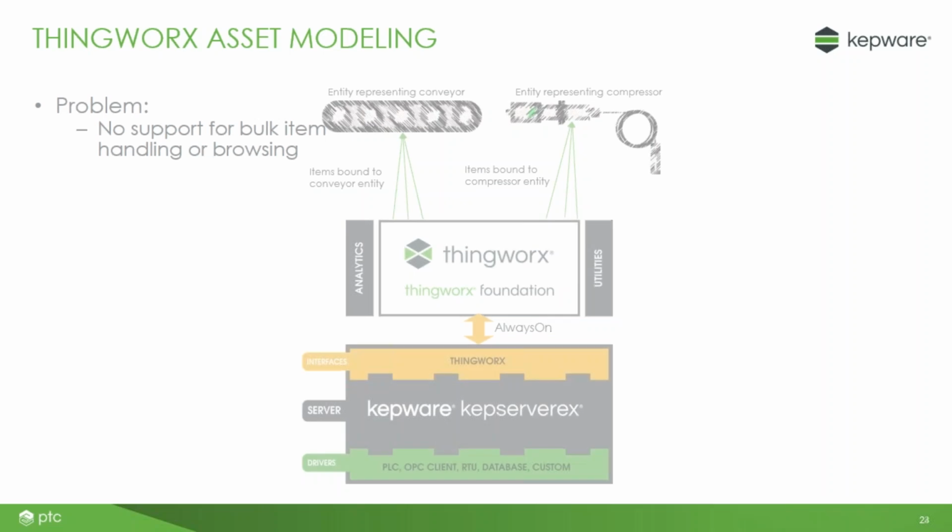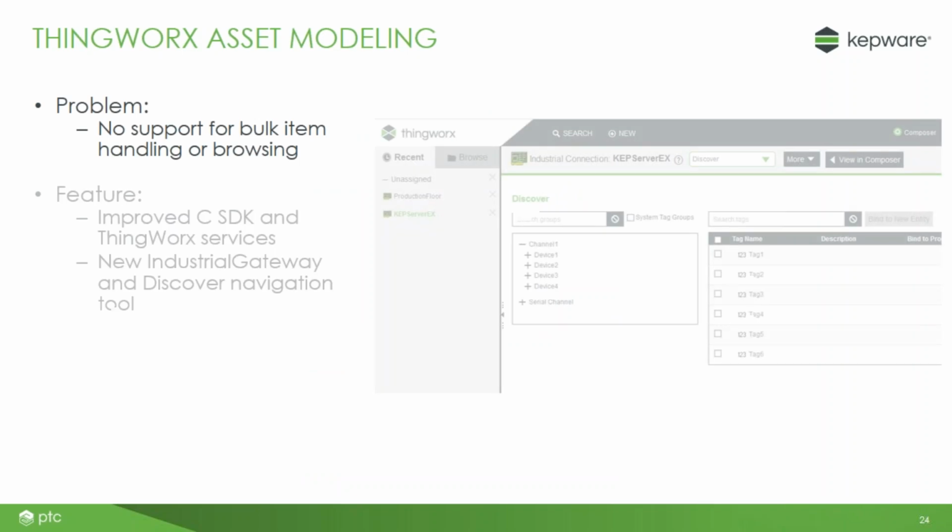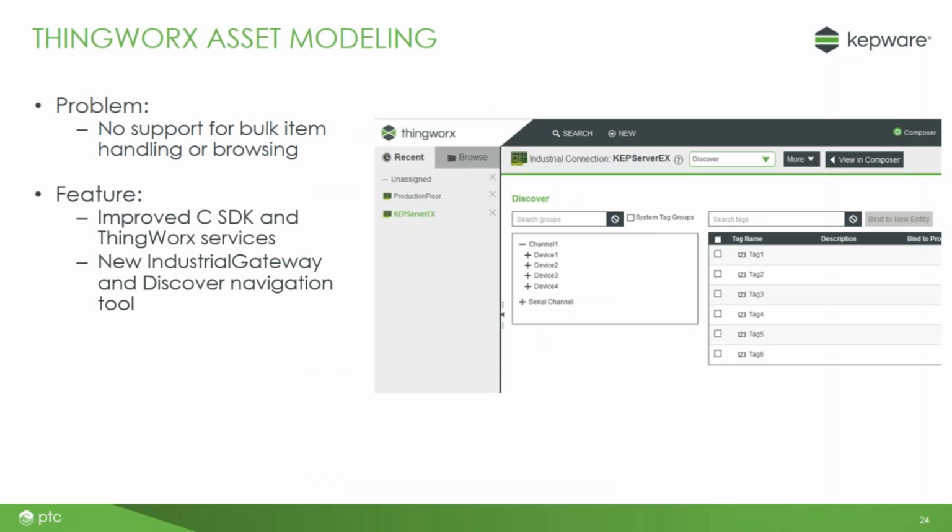So what we did in 6.1 was address the problem that we had no support for really doing this bulk item handling or browsing. So we were able to get data through that always-on interface, but we needed to streamline how that data was brought in. So we're running on a CSDK to implement that always-on protocol, and we vastly improved that so that there's a bigger pipeline and more data can be pushed through up to the ThingWorks platform.